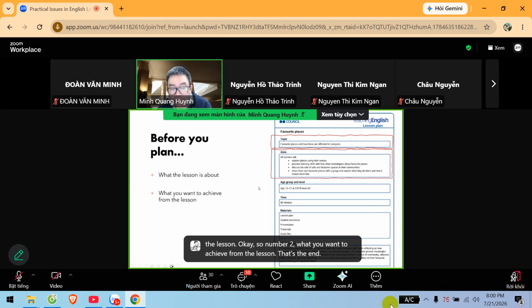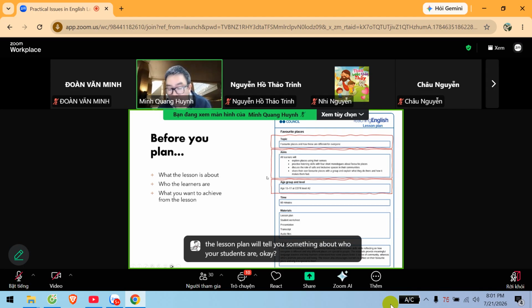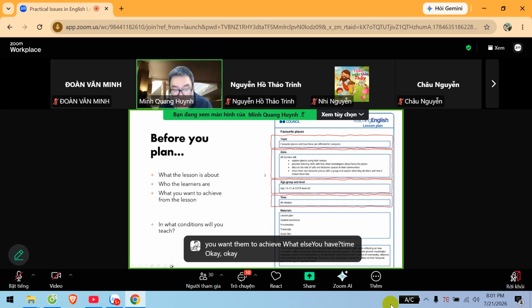What about number 3? For learners. Yes, the age group and the level. This is not your age group or your level. It is the age group and level of the learners. So number 3, the lesson plan will tell you something about who your students are. You have information about who the learners are. So what the lesson is about, who the learners are, what you want to do with them, what you want them to achieve. What else? You have time. So when will the lesson take place? How long will it be?